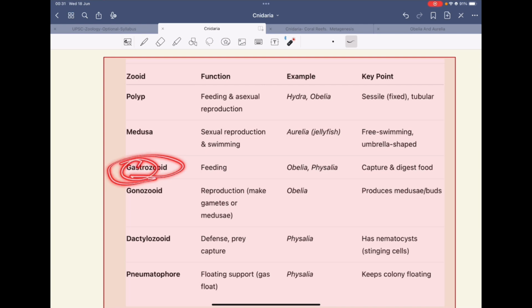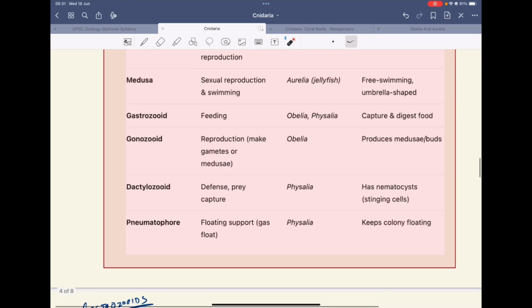Gastrozoid, gastric, gastro, it means the feeding. It includes Obelia and Physalia and they help in capturing and digestion of food. Then there is gonozoid. Gonozoid includes the presence of gonads. Gonads are from where the gametes are produced. For example, in Obelia, they produce the medusae and buds. Then dactylozoids. Dactylo is related to defense or the capturing of prey. It's found in Physalia. Physalia is the Portuguese man of war.